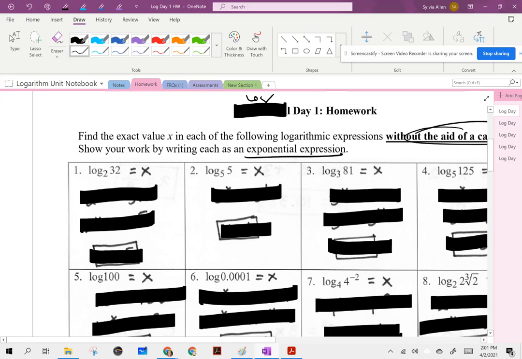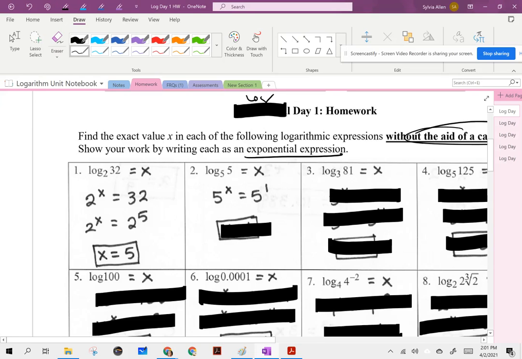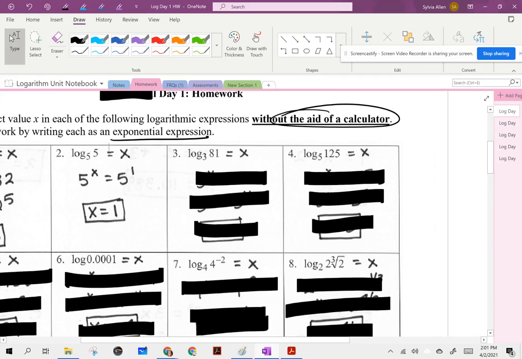Let's see if you can answer 1 and 2. Okay, so 2 to the power of x is equal to 32. Rewrite each of those with the same base. And so that way you can see that x is equal to 5. And then here, 5 to the power of x equals 5. So we can see that x is equal to 1. So try 3 and 4.